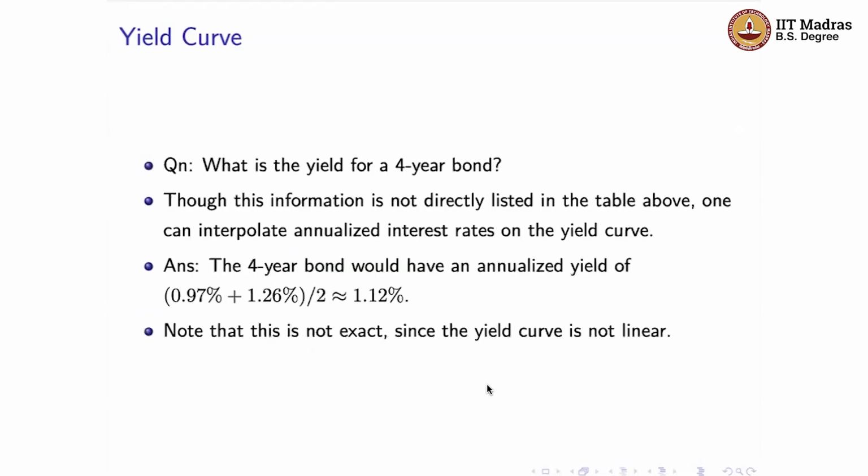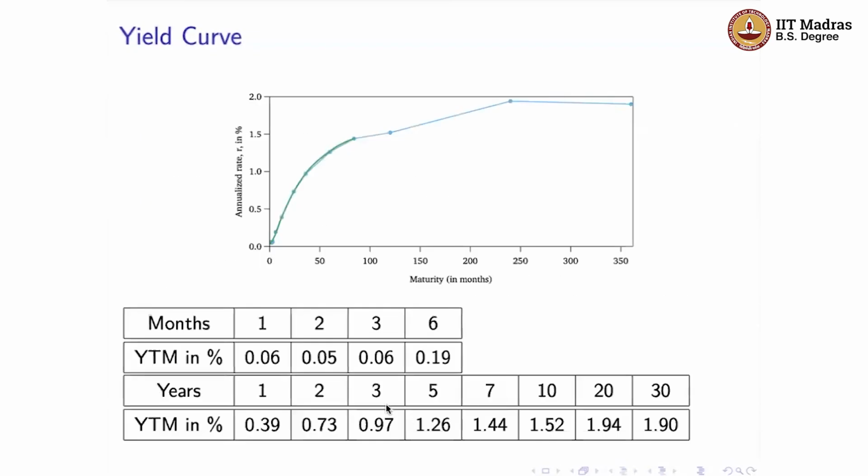Okay, so those are two calculations. We can ask other questions. So for instance, what is the yield for a 4-year bond? If you notice here, we have not given the numbers for the 4-year bond, although you could read it maybe from here. The 4-year bond would be the one corresponding to 48 months. But the other way of doing it is that you can use the 3-year and 5-year data to come up with a number.